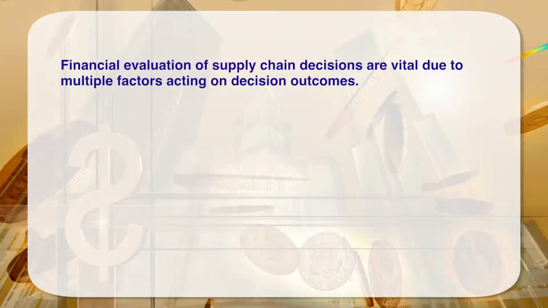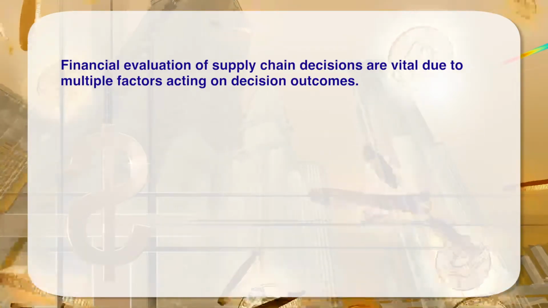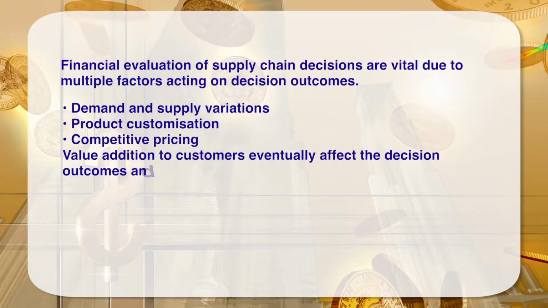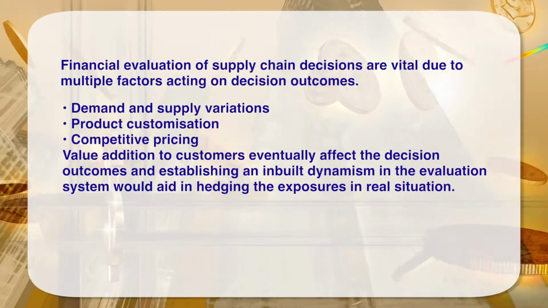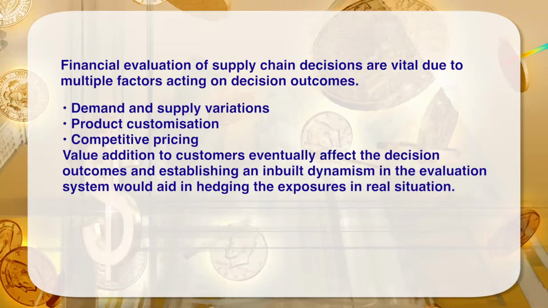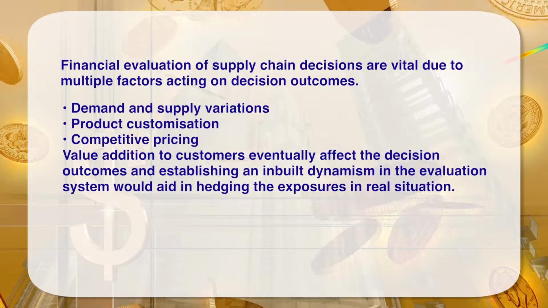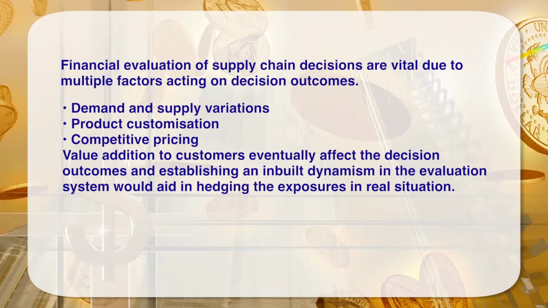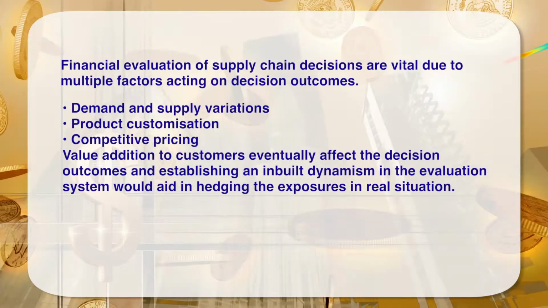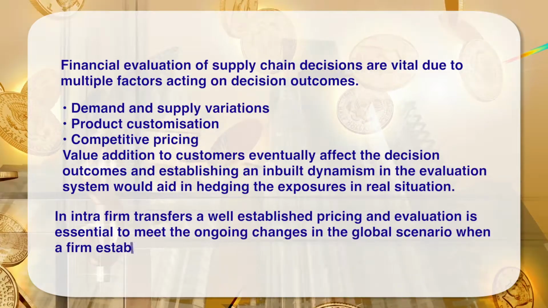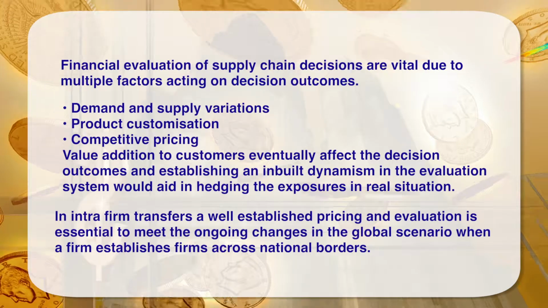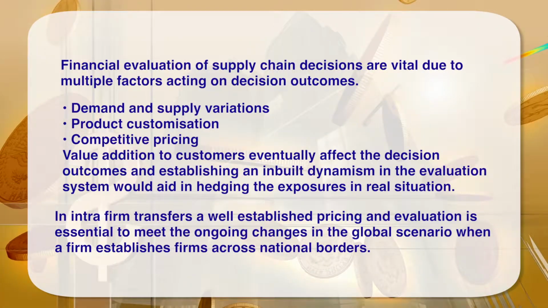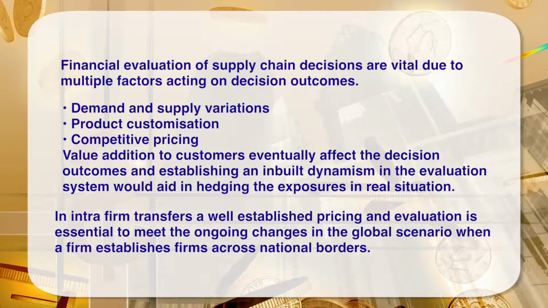Conclusion: financial evaluation of supply chain decisions is vital due to multiple factors acting on decision outcomes. Demand and supply variations, product customization, competitive pricing, and value addition to customers eventually affect the decision outcomes, and establishing an inbuilt dynamism in the evaluation system would aid in hedging the exposures in real situations. In intra-firm transfers, a well-established pricing and evaluation is essential to meet the ongoing changes in the global scenario when a firm establishes firms across national borders.